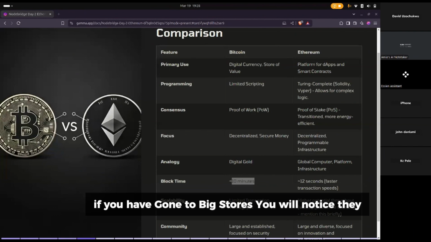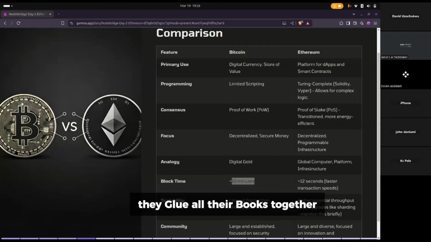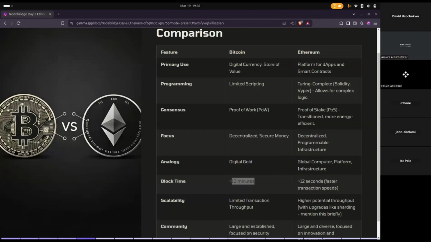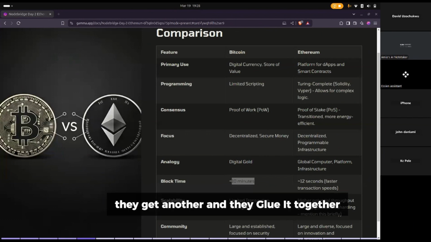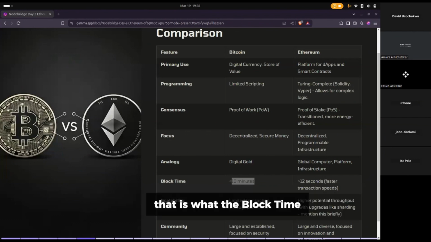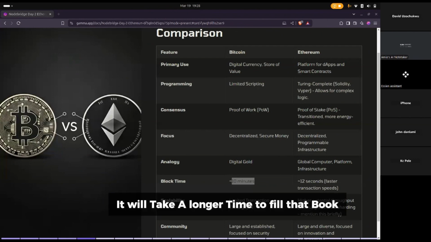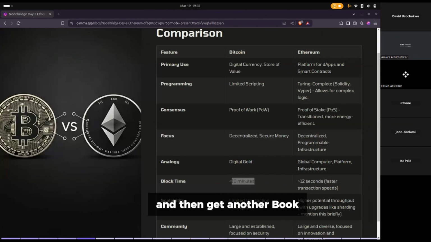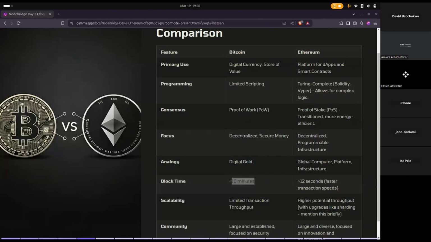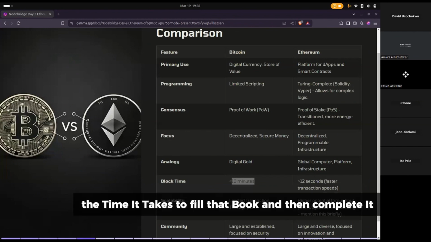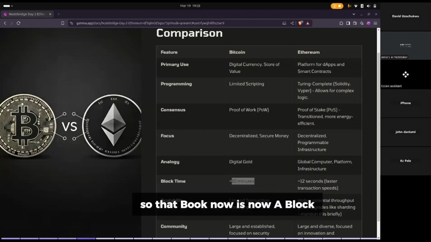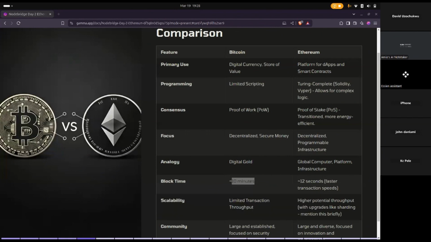If you have gone to big stores, you will notice they glue all their books together. As it gets finished, they get another and they glue it together. So that's how the blockchain works. So the time it takes for them to fill that book, that is what the block time is. Because we are humans, it will take a longer time to fill that book and then get another book, continue writing, get another book, continue writing. So that is the block time, the time it takes to fill that book and then complete it. So that book is now a block.